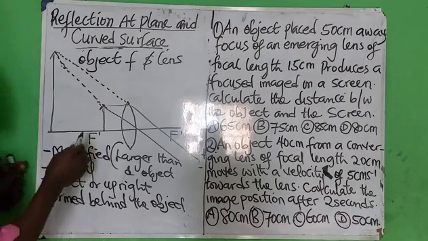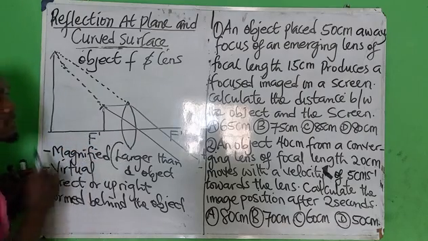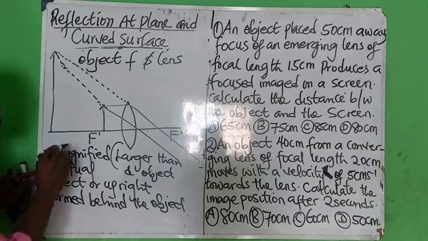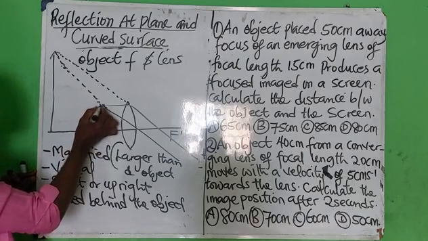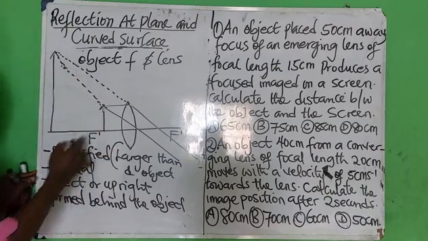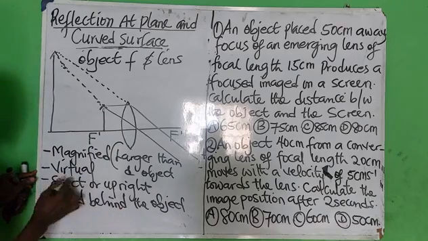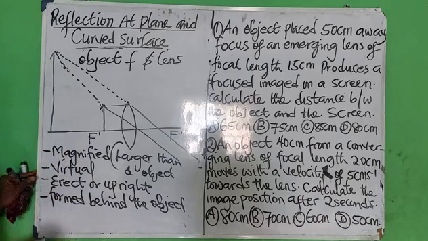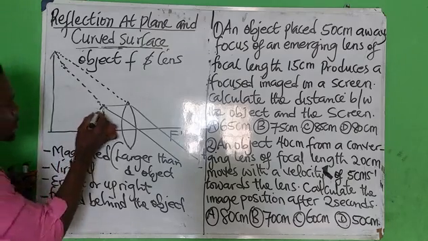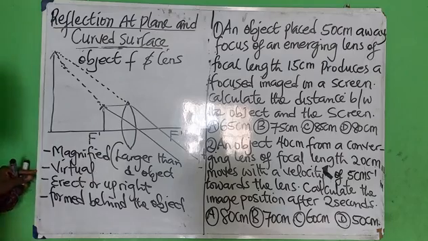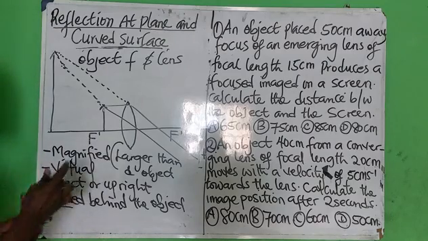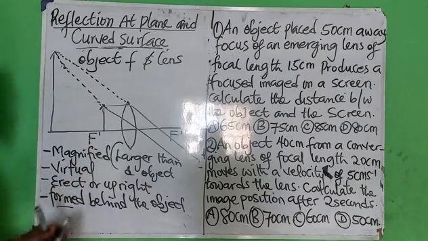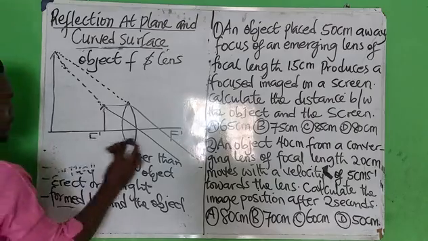So when an object is placed between the focal length and the lens, you have the image formed behind it. The image is erect or upright, and it's virtual, and it's very big. It's larger than the object itself. Please take note that when an object is placed between F and the lens, these are the features of the image that has been formed.